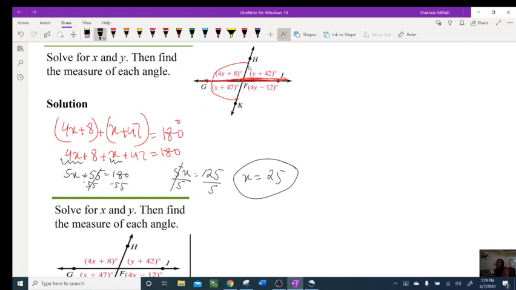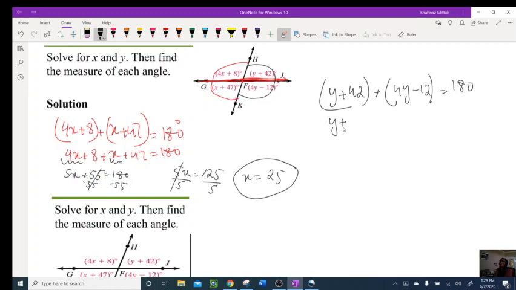I'm gonna pick these ones, and I will do y plus 42 plus 4y minus 12 equal 180. And you know why I'm making 180 both of them? Because that's half circle. Half circle is always 180, and they are linear. They have to be adding up to 180.